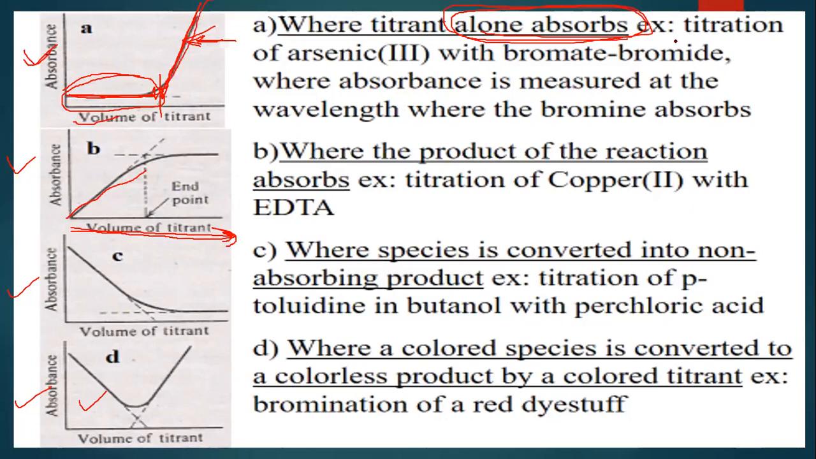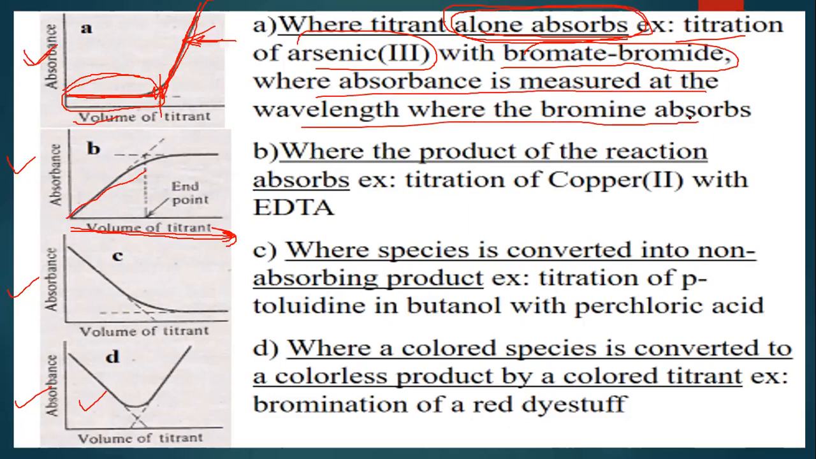So this is the example, titration of arsenic 3 with bromate bromide. Absorbance is measured at the wavelength where bromine absorbs. Now what happens here? Where the product of reaction absorbs the light. The product of reaction absorbs the light. Now see here in this case.